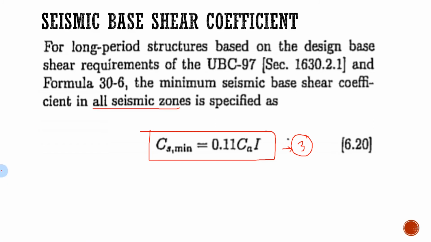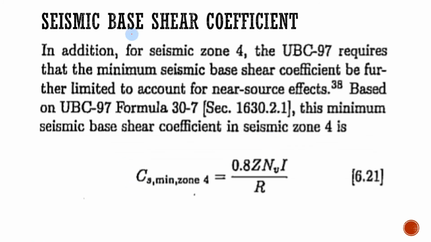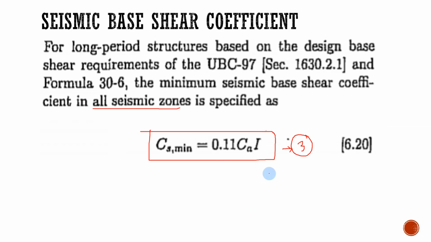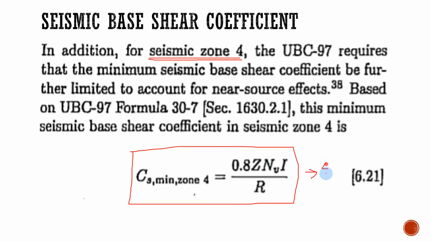Then, in addition, for seismic zone 4, which is applicable since most of these structures belong there, UBC 97 requires that the minimum seismic base shear coefficient be further limited to account for near source effects. That means the NA or NV. So based on UBC 97, the minimum seismic base shear coefficient in seismic zone 4 is given by this formula. So you have two bases for the minimum, either this or this. This will be our fourth formula.